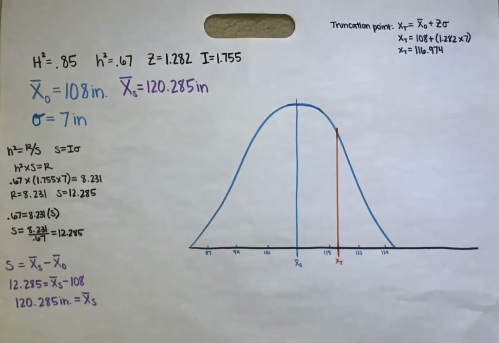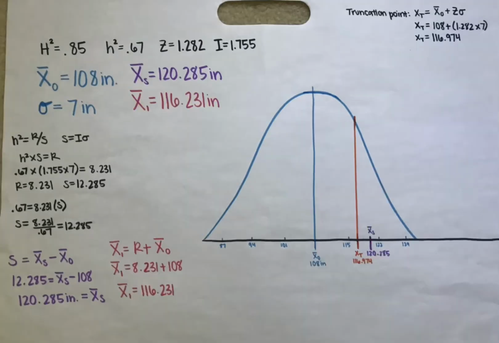Using this information, I found the mean of my selected parents' heights using the formula S equals the mean of the selected parents minus the mean of the original population, which came out to 120.285 inches. I then bred, germinated, and planted my F1 generation of sunflower plants to see if my experiment worked.